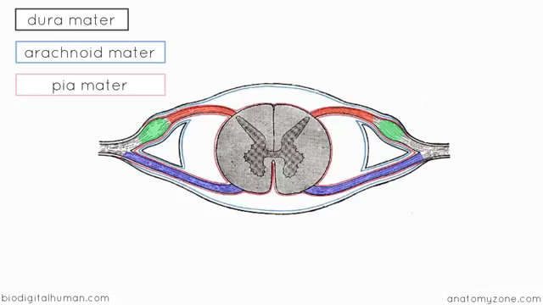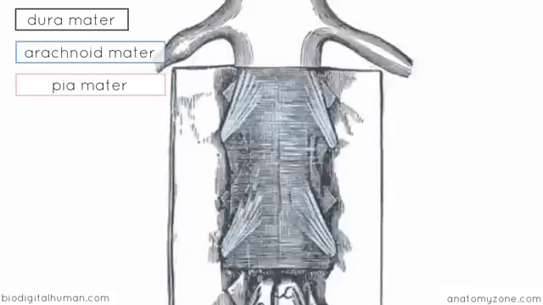So one thing to mention about the pia mater is that midway between the ventral and the dorsal roots, you've got this extension of the pia mater. So I'll just draw it onto this diagram here. So you've got the pia mater extending out at this point midway between the ventral and dorsal roots. And this extension is known as the denticular ligament.